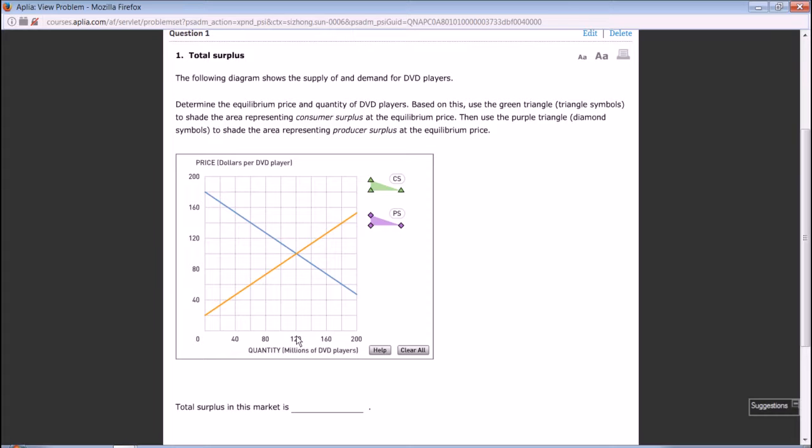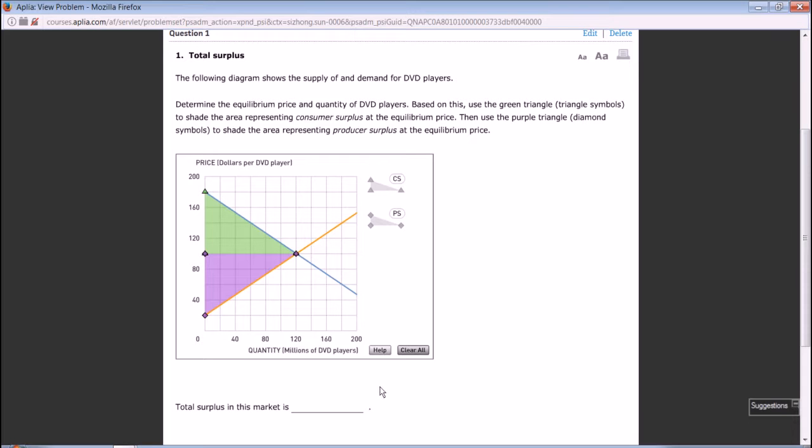So consumer surplus, we know, is the area below the demand curve above the price that consumers pay. So this green triangle is the consumer surplus. Producer surplus is the area above the supply curve below the price that producers received. So the total surplus is the sum of consumer surplus and the producer surplus.